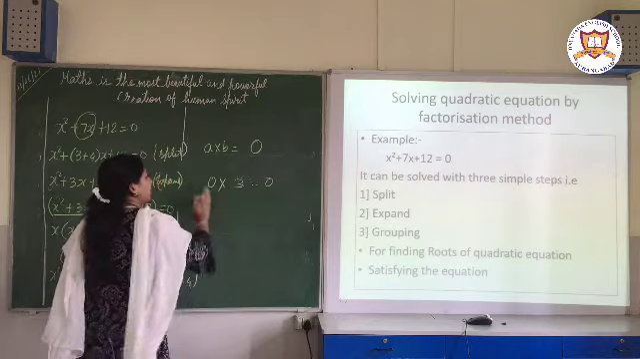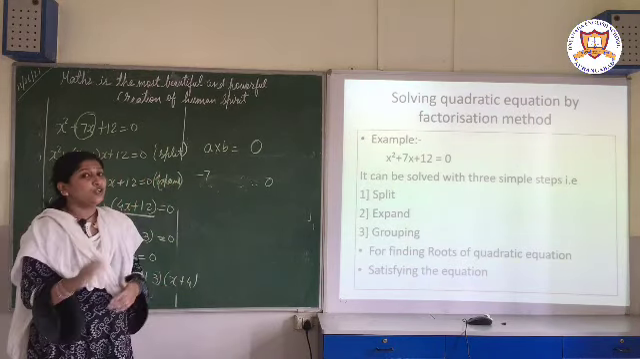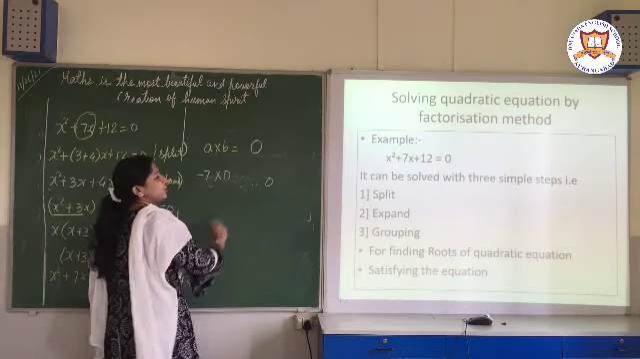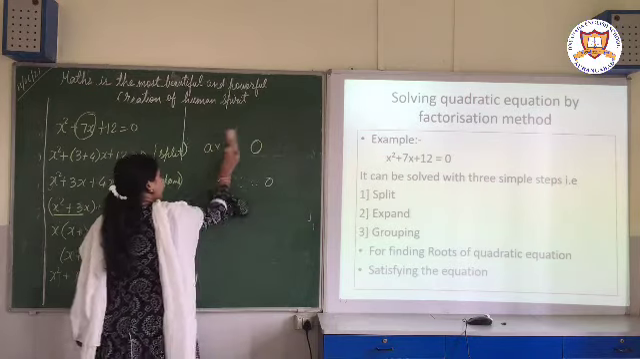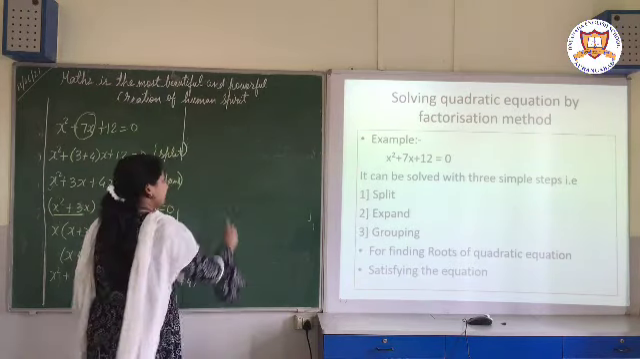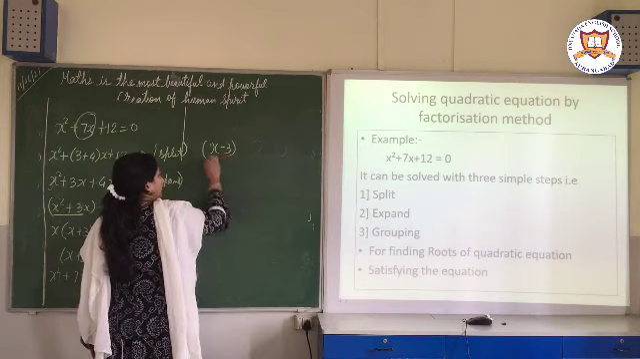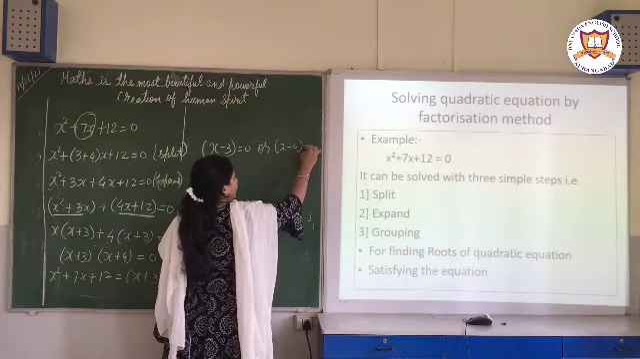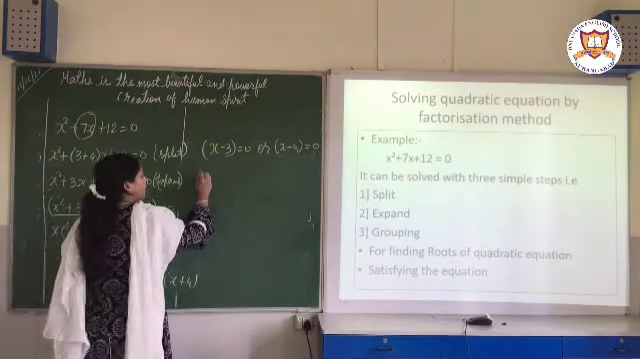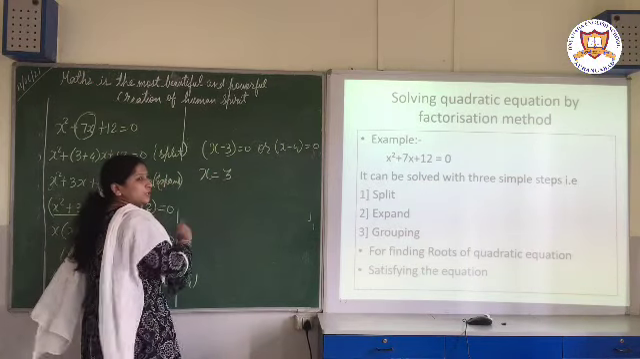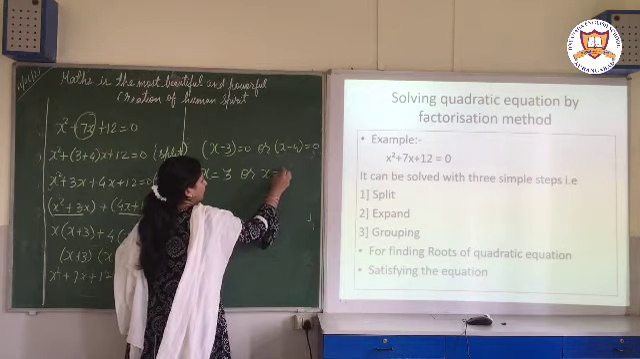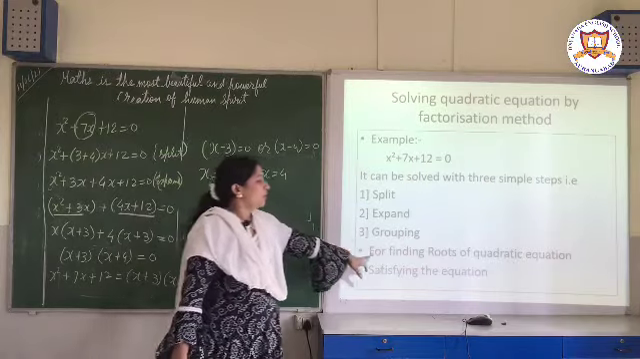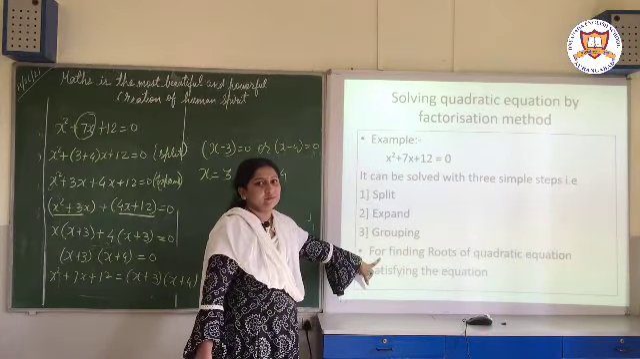Now, suppose I interchange it. Suppose the value of A is minus 7. So, what should be the value of B? I should get 0 here. Yes, it should be multiplied by 0. So, you will get 0 here. So, that means we can say that x plus 3 is equal to 0 or x plus 4 is equal to 0. So, what will be the value of x here? It will be x is equal to minus 3 or x is equal to minus 4. So, here we have found the roots of this quadratic equation.